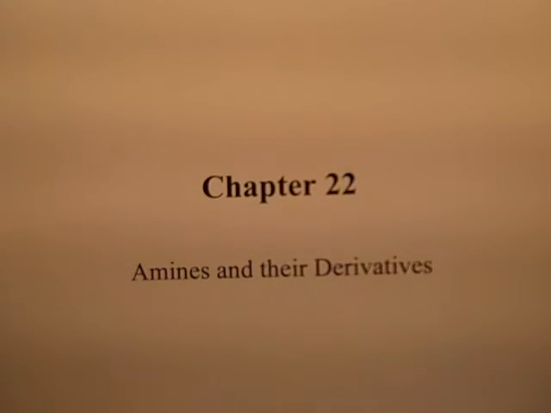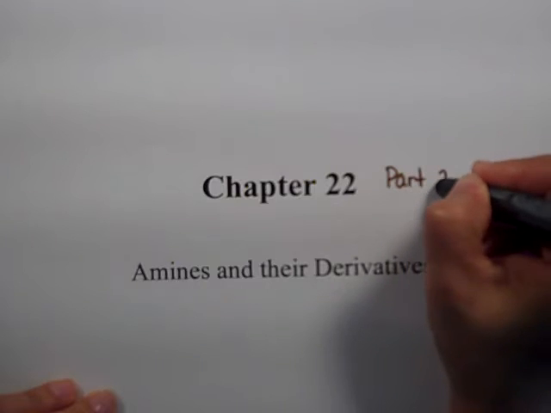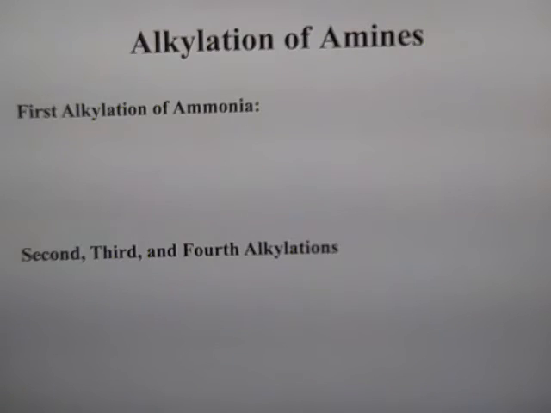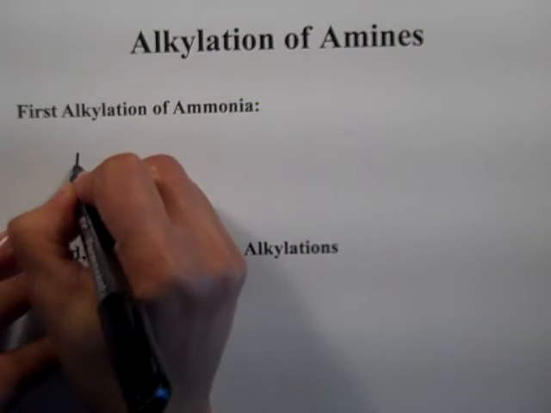This is the second part of the amine chapter, and we're going to talk about alkylating the nitrogen. When you alkylate a nitrogen, you're basically adding a carbon to it. We're going to do the alkylation with ammonia first. So we are going to take ammonia.